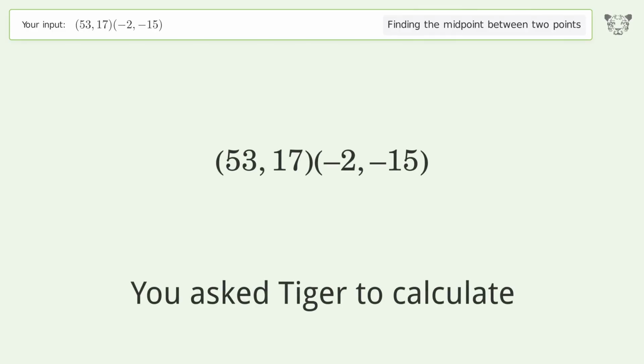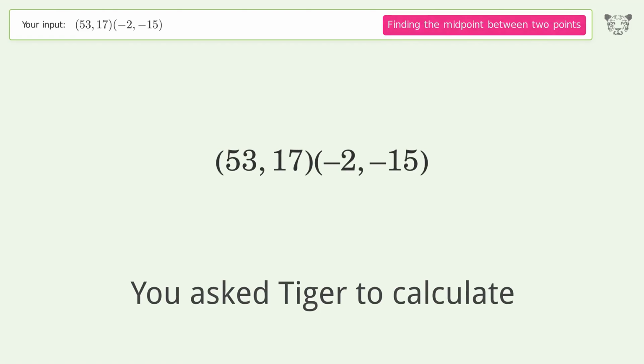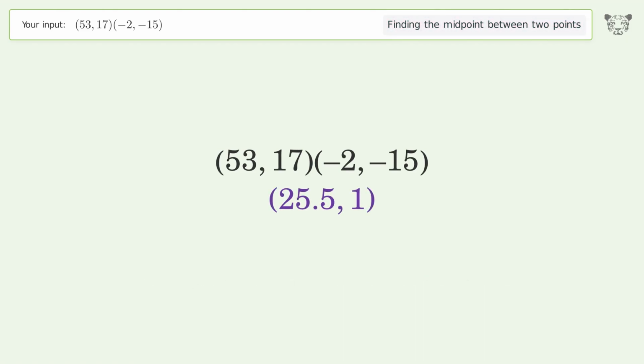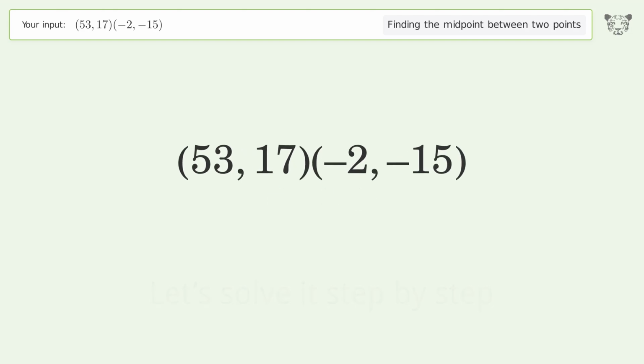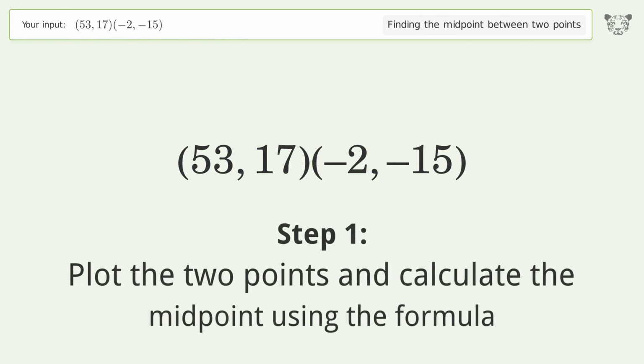You ask Tiger to calculate. This deals with finding the midpoint between 2 points. The midpoint between the 2 points is 25.51. Let's solve it step by step. Plot the 2 points and calculate the midpoint using the formula.